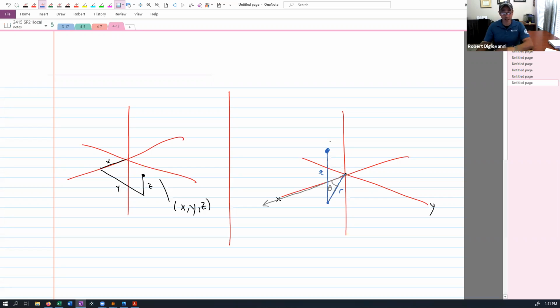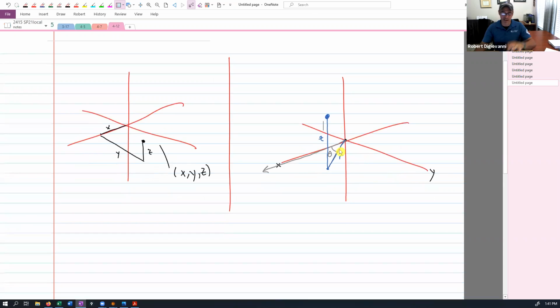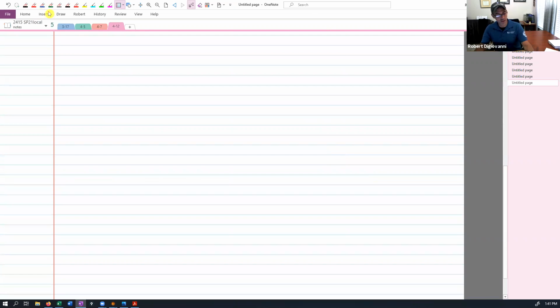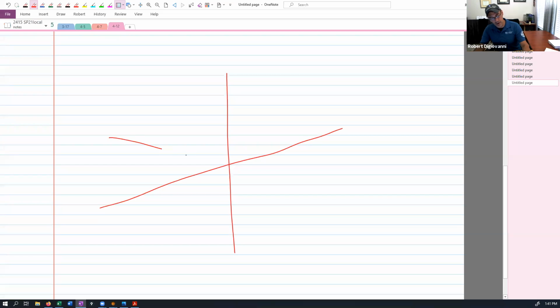So let me try and explain it first visually like this, and then I'll show you the nice animations. So the way spherical works is we've got our X, Y, Z, our standard Cartesian. And now what we're gonna do is we're gonna stand at the origin, okay?